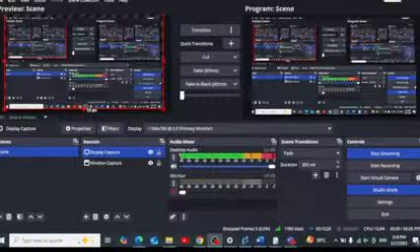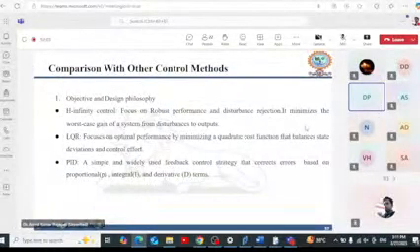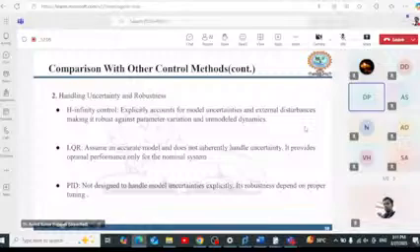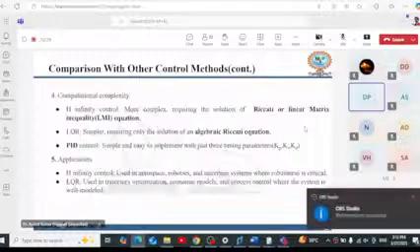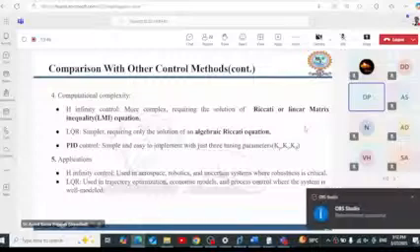Now we will see the comparison in terms of handling uncertainties and robustness. H infinity handles model uncertainties and external disturbances by making the system robust against parameter variation and unmodeled dynamics. LQR assumes an accurate model and does not handle uncertainties. It provides optimal performance only when the model is accurate. LQR can be used in designs where performance is more critical.